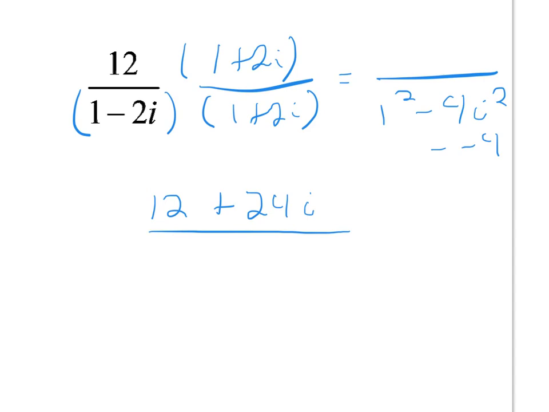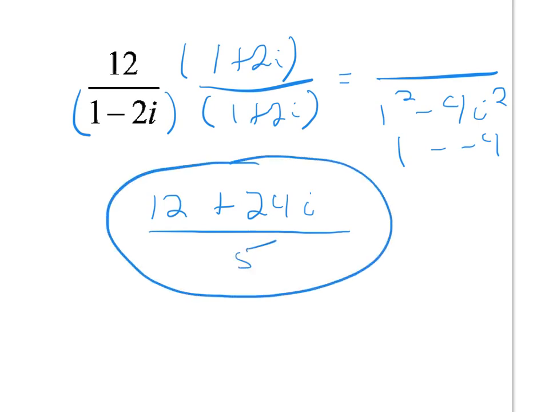So I have 1 squared, 1. 1 plus 4 is 5. My final answer is that, because that's not simplifiable. 12 plus 24i all over 5.